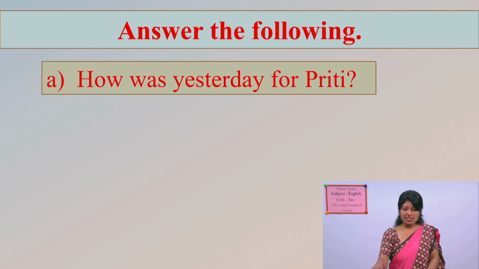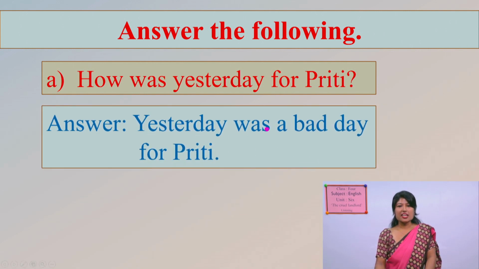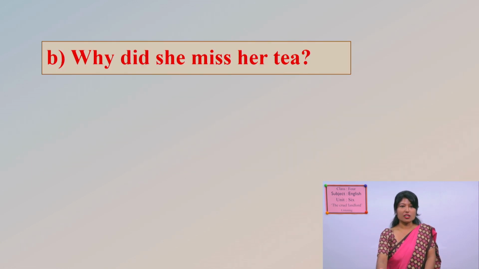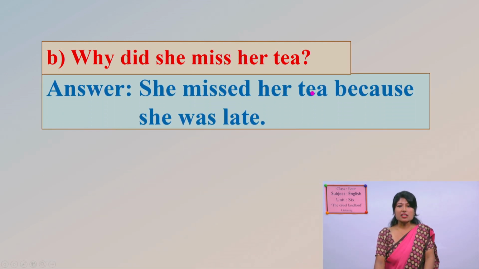Alright, so the answer is, yesterday was a bad day for Preeti. Now let's move to the next question. Question number B. Why did she miss her tea? Okay, here is the answer. She missed her tea because she was late.